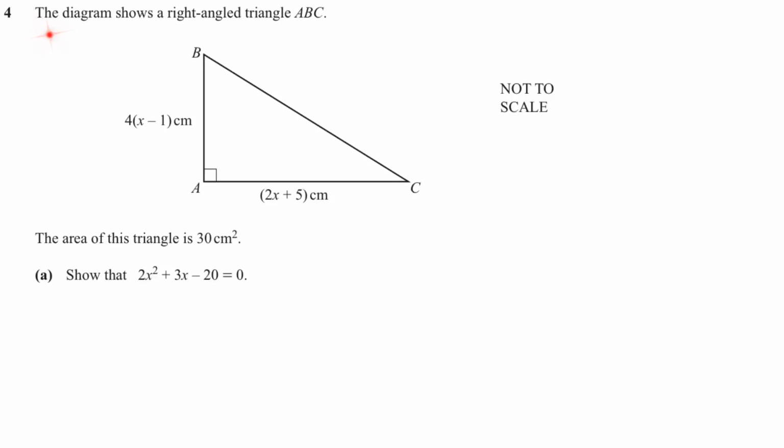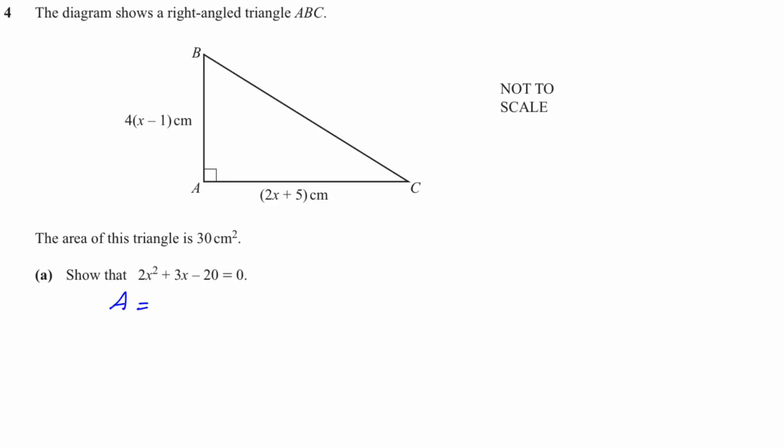Question number 4. The diagram shows a right angle triangle ABC. The height and the base have been given to us. The area of the triangle is 30 square centimeters. Show that 2x squared plus 3x minus 20 is equal to 0. They have given us all this information so that we use it.